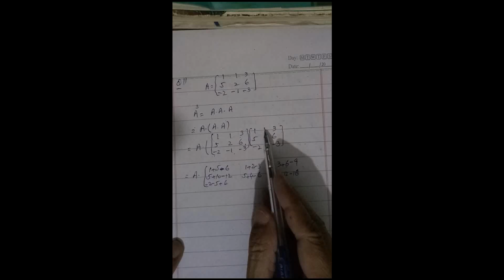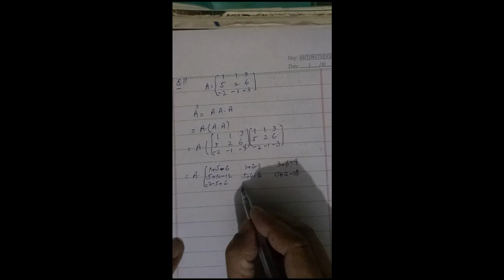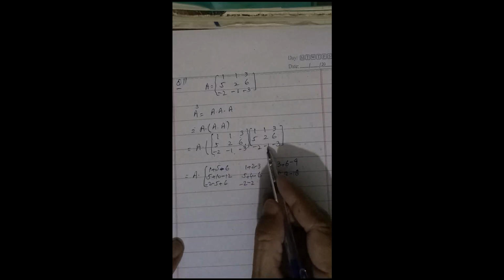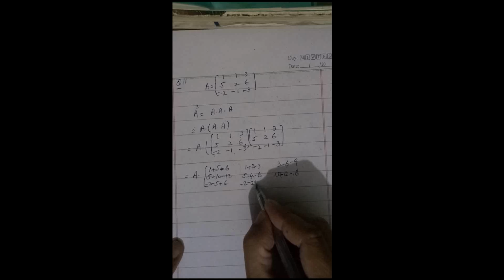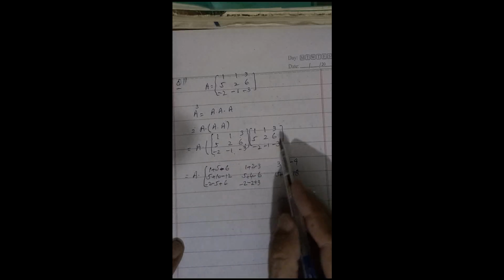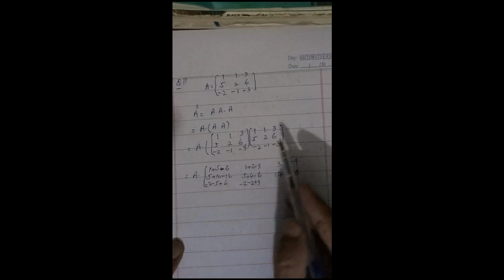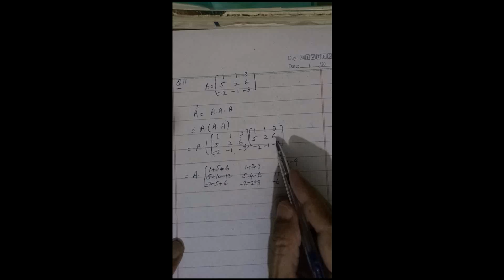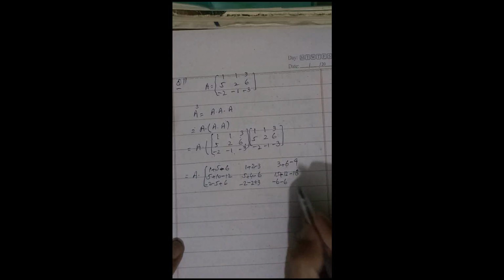And with the second column, minus 2 multiplied by 1 is equal to minus 2. Minus 1 multiplied by 2 is equal to minus 2. Minus 3 multiplied by minus 1 is equal to plus 3. Now the third row multiplied with the third column. Minus 2 multiplied by 3 is equal to minus 6. Minus 1 multiplied by 6 is equal to minus 6. Minus 3 multiplied by minus 3 is equal to plus 9.